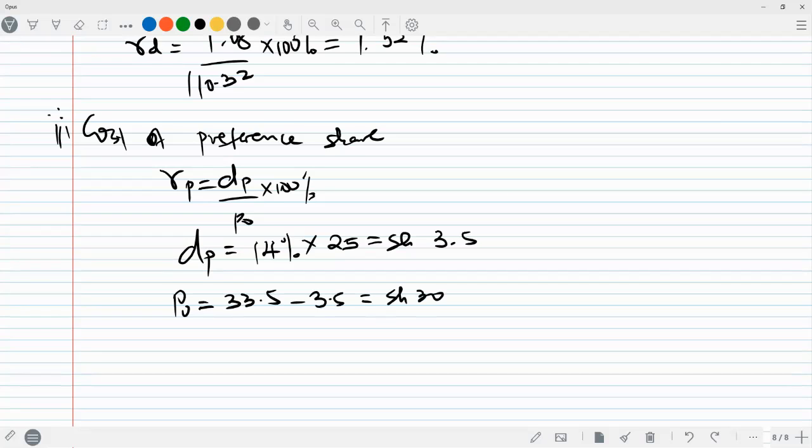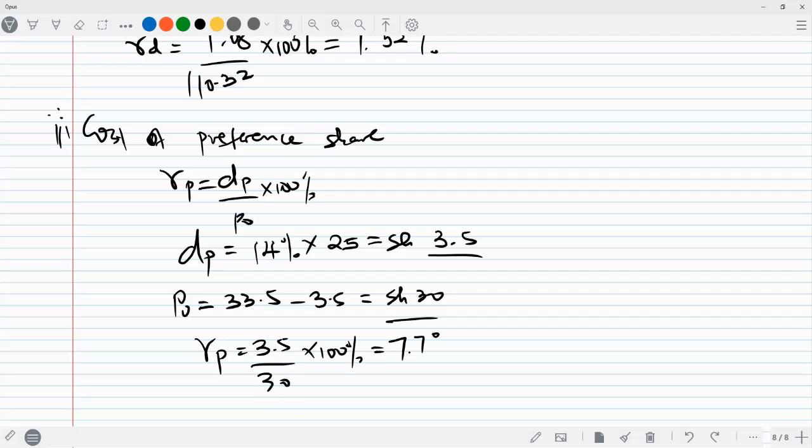30. Therefore, the cost of preference share is equal to the dividend 3.5 over the market value, which is 30, and of course we express this as a percent. You get 11.7 to be the cost of the preference shares.